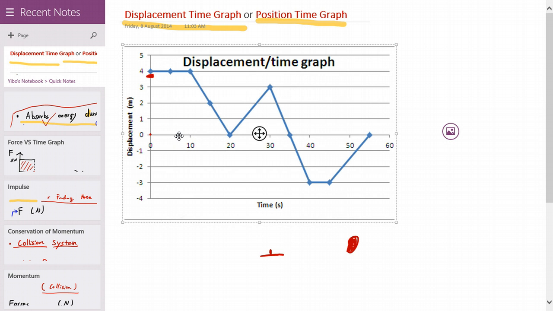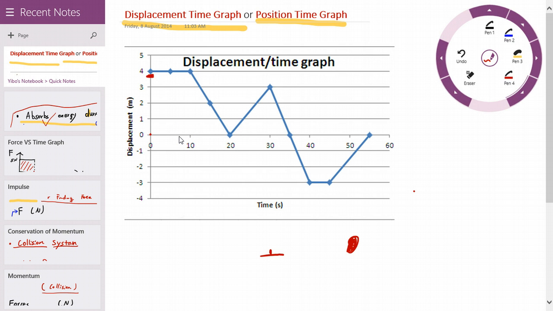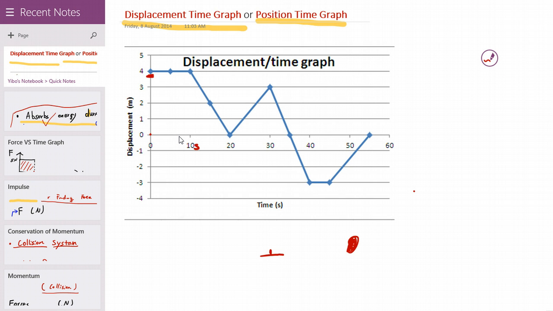Here is the time, in seconds. He stands still for 10 seconds. Then he traveled backwards to the original point in the next 10 seconds, because the time between 10 and 20 is 20 take away 10, which is another 10 seconds. So he traveled back.